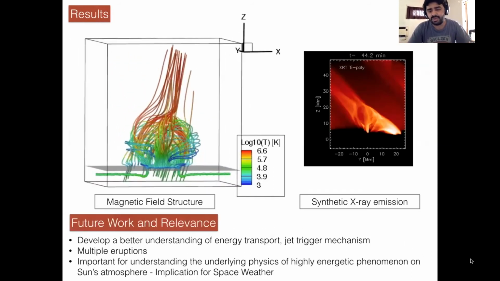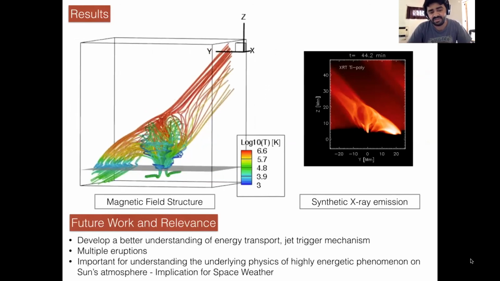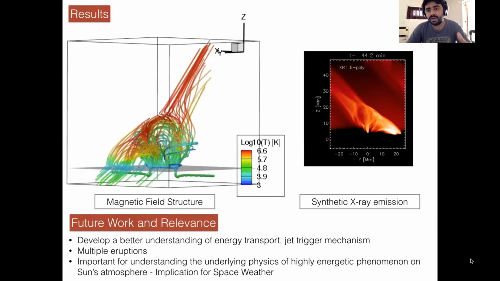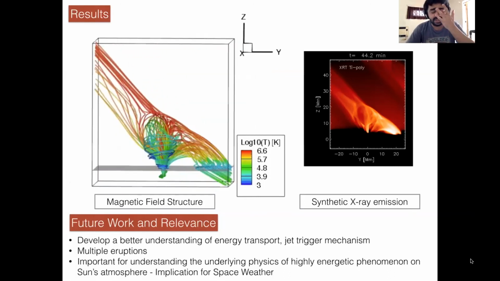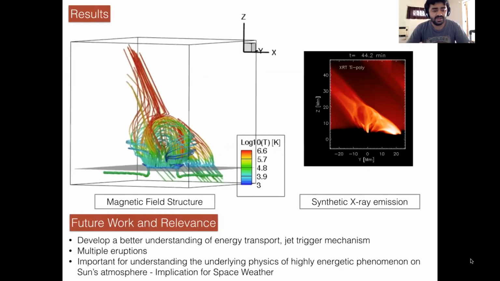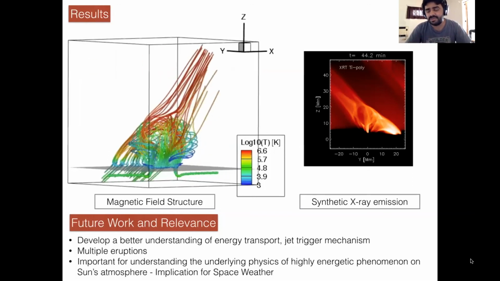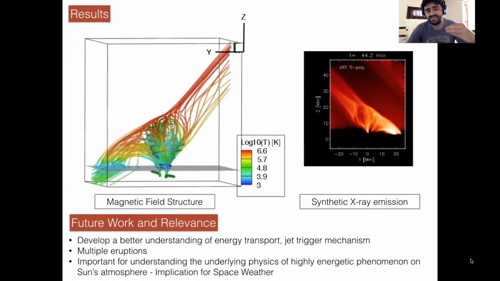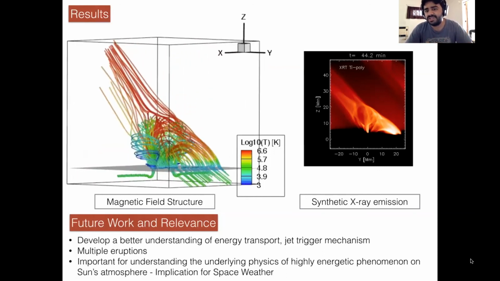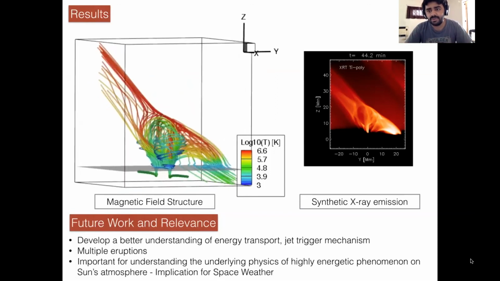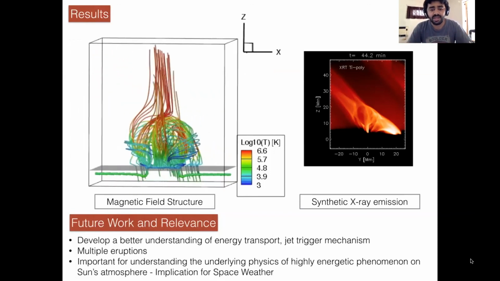Some future work that I intend to do with this is I need to understand how the energy gets transported from below the surface of the sun to the solar corona. Another observation that we see is that these jet eruptions happen not just as one jet eruption, but there are multiple jet eruptions going on. So we have to model that in some way.